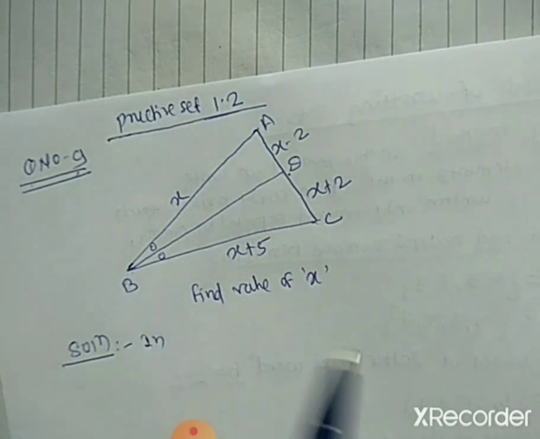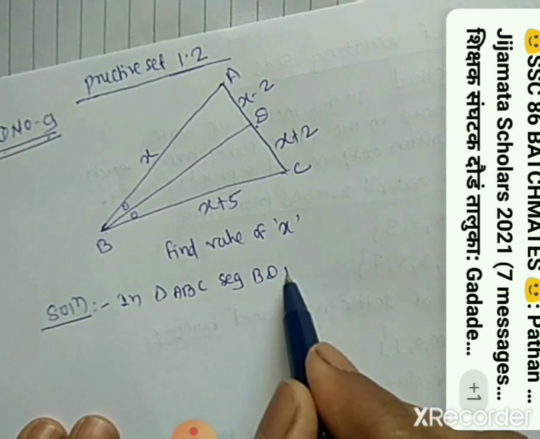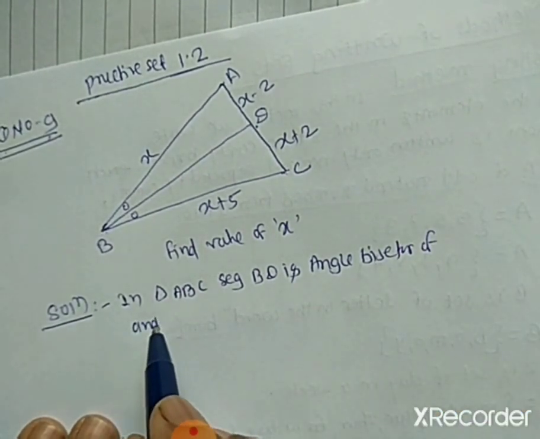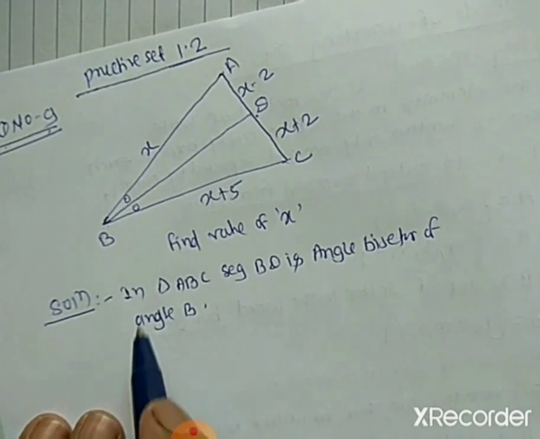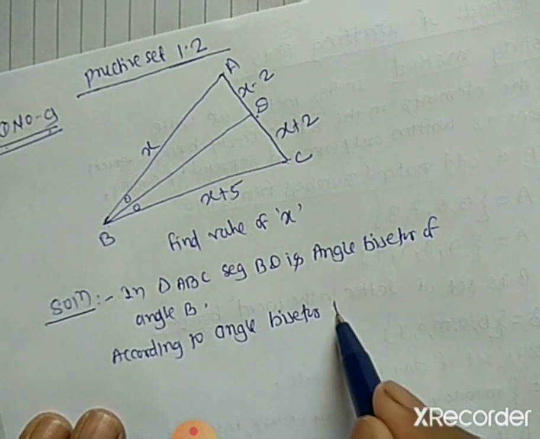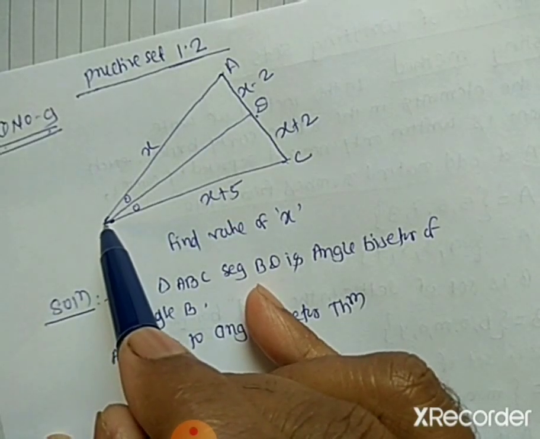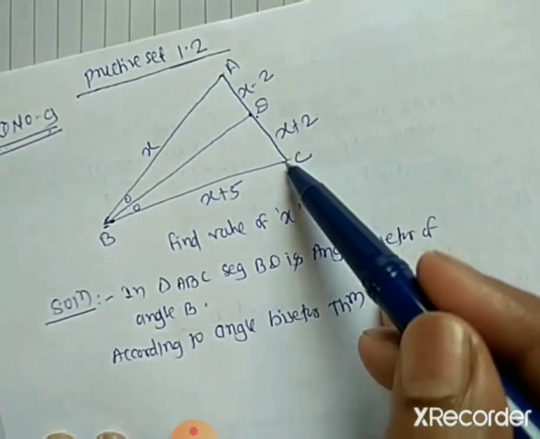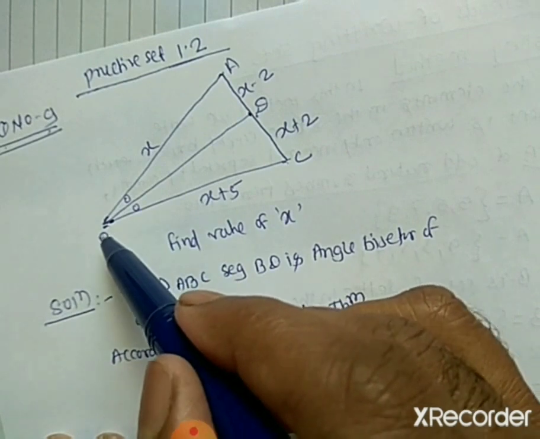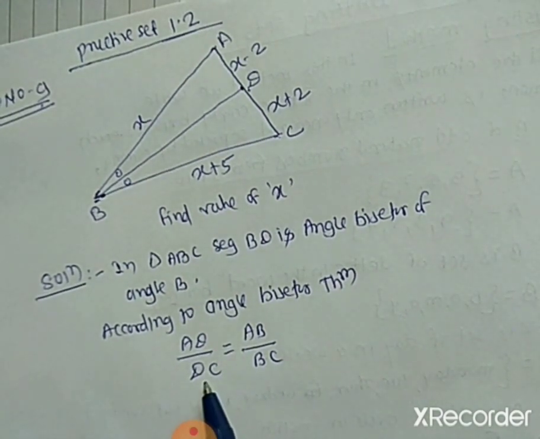We know that in triangle ABC, segment BD is an angle bisector of angle B. According to the angle bisector theorem, BD divides AC into AD and DC, means AD upon DC is equal to AB upon BC. According to the angle bisector theorem, AD upon DC is equal to AB upon BC.